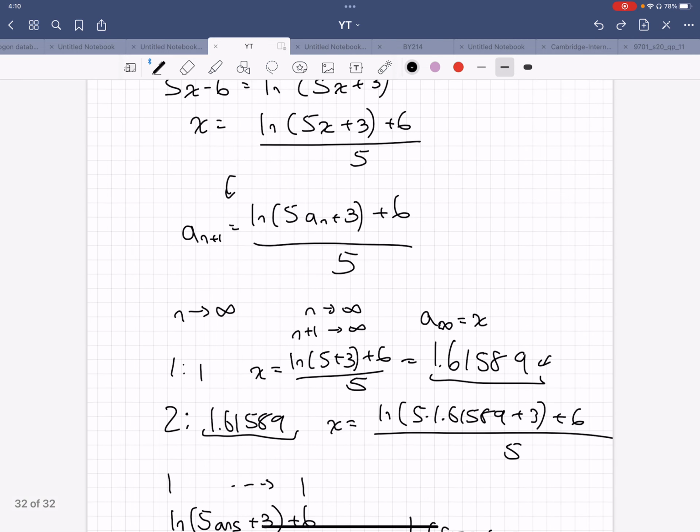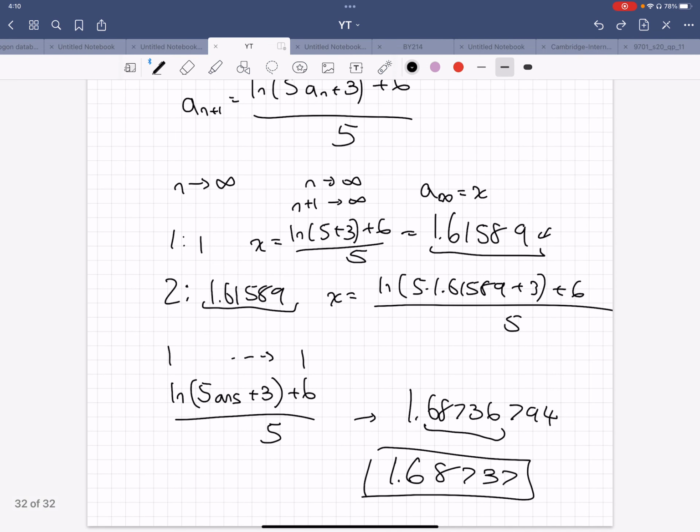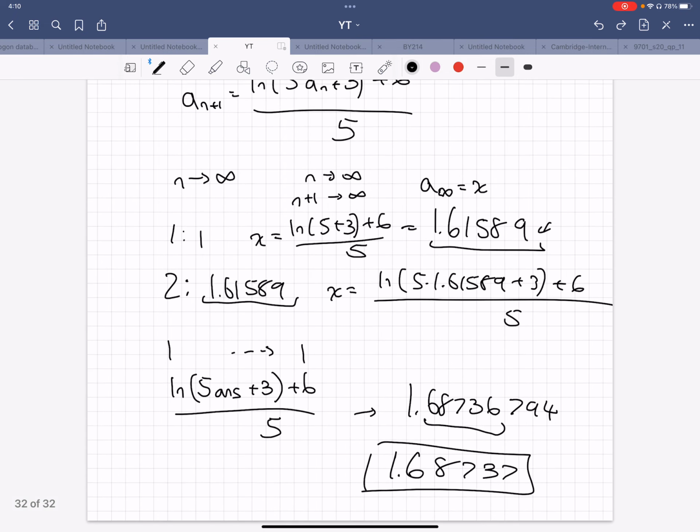But typically, if Cambridge asks you this on the A-level exam, then you should show each iteration because they want you to show your work.